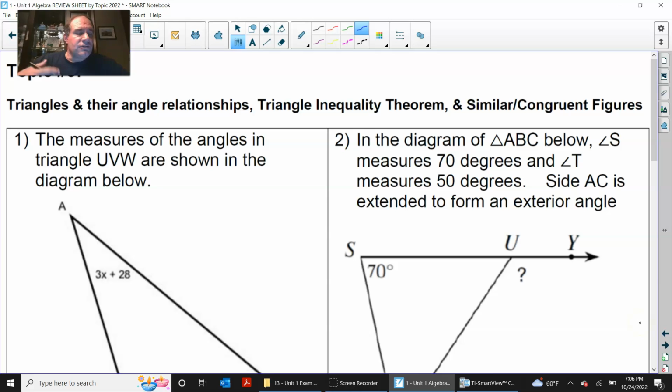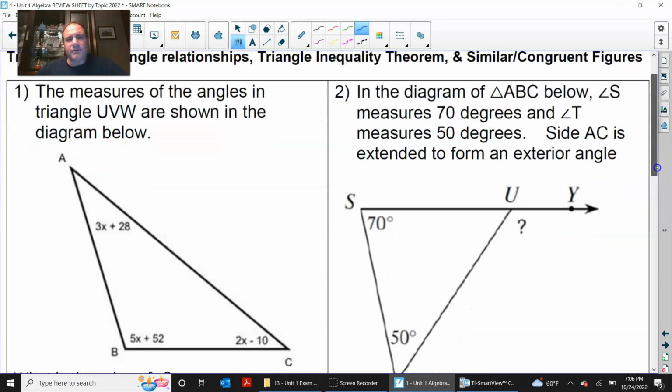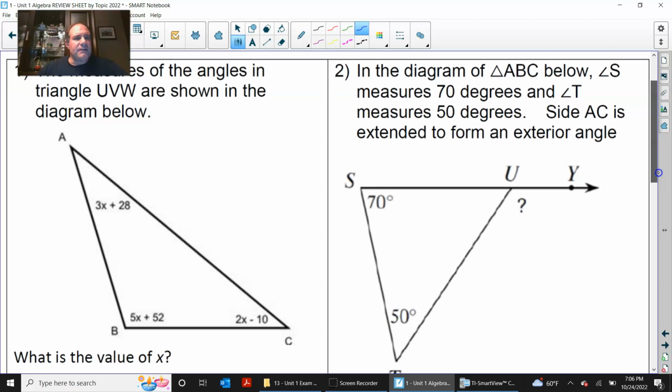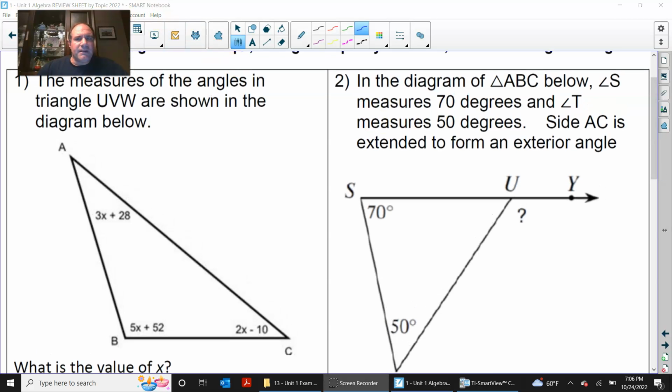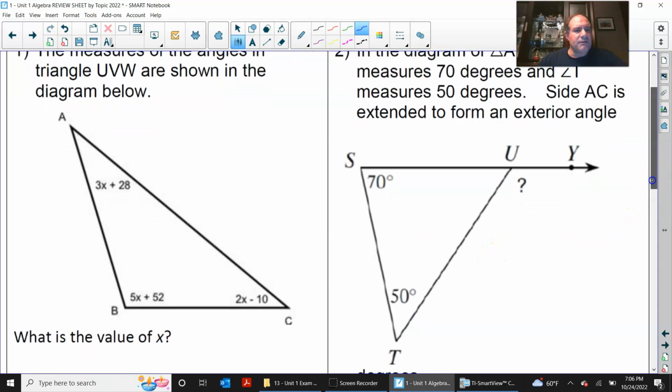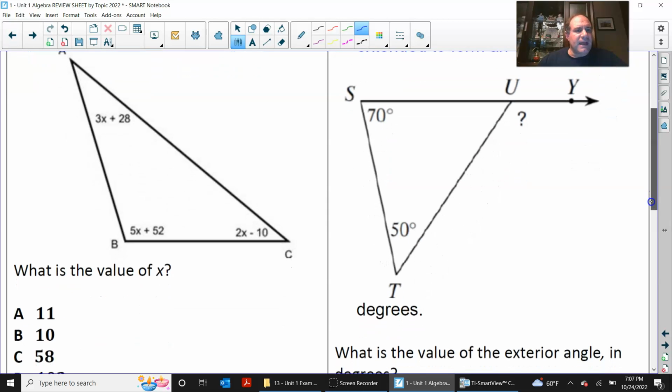Topic 3. Triangles and their angle relationships. The triangle inequality theorem and similar/congruent figures. All right. The measures of angles in triangle UVW are shown in the diagram below. What is the value of x?